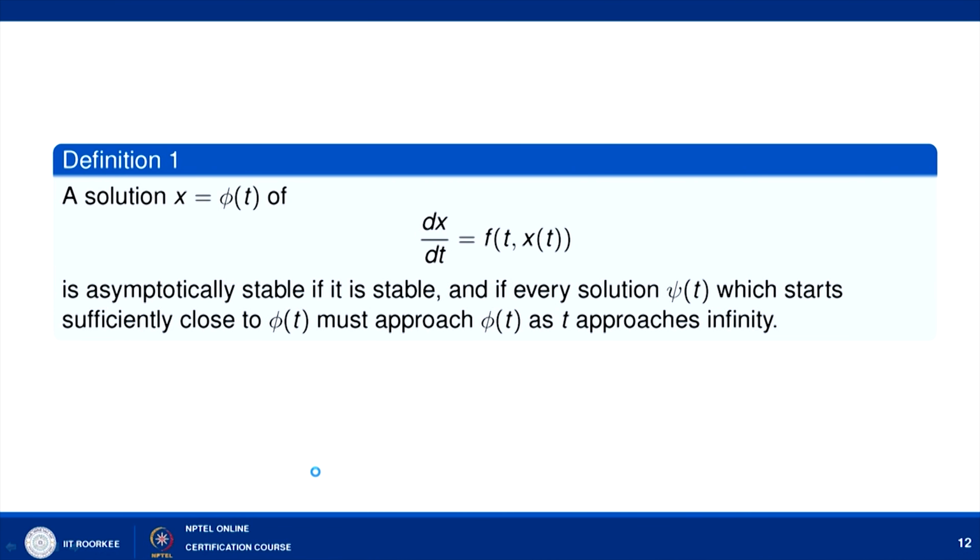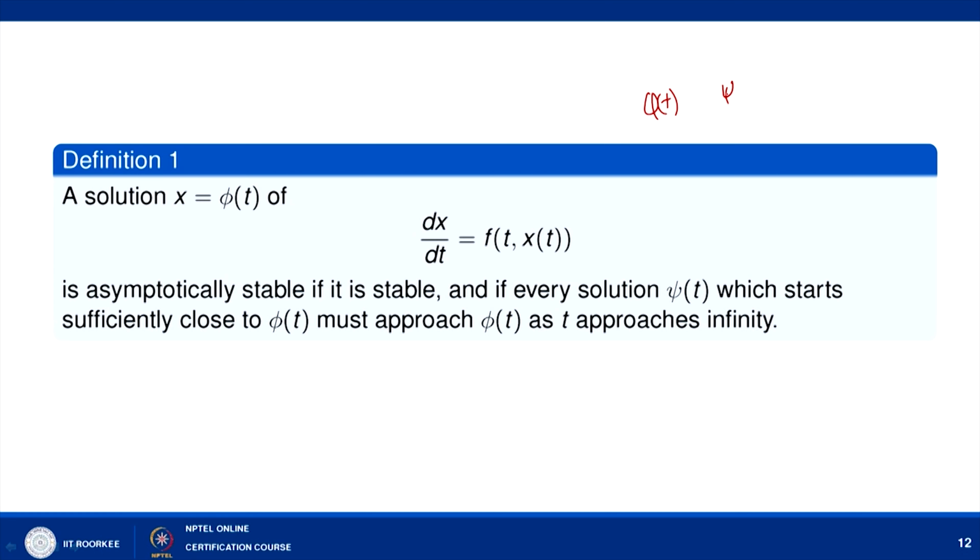A solution x equal to phi t of dx by dt equal to f(t, x(t)) is asymptotically stable if it is stable, and if every solution psi t which starts sufficiently close to phi t must approach phi t as t approaches infinity. Why are we discussing this definition? It says that you consider one solution phi t and it is a stable solution, first thing. Now, we want to show that this is asymptotically stable.